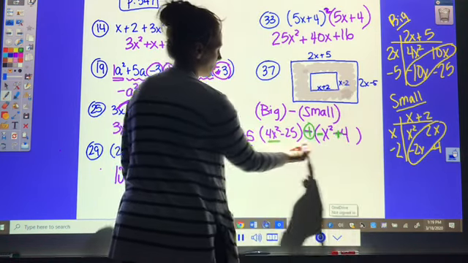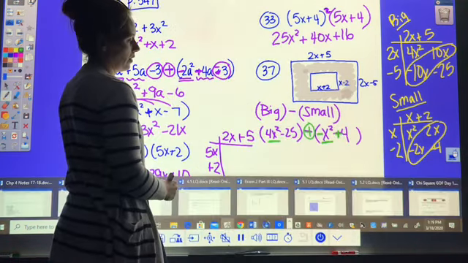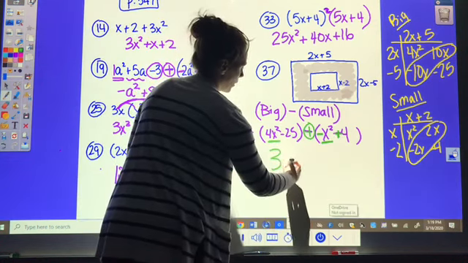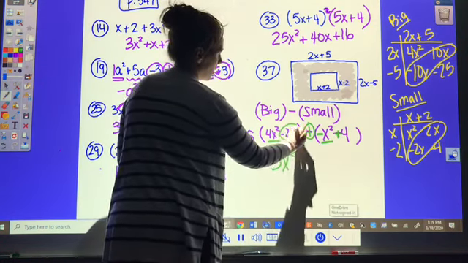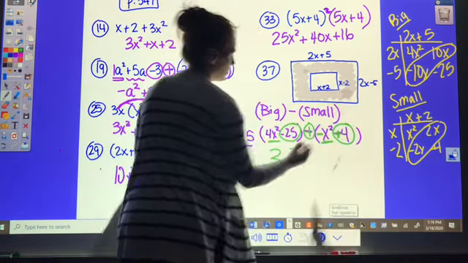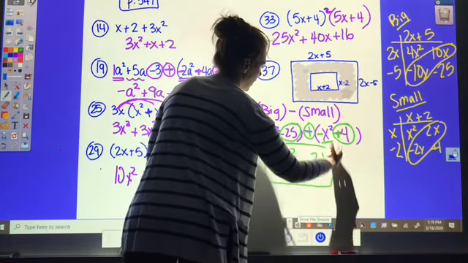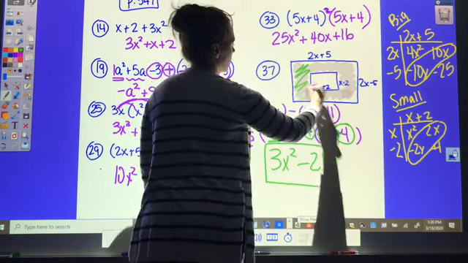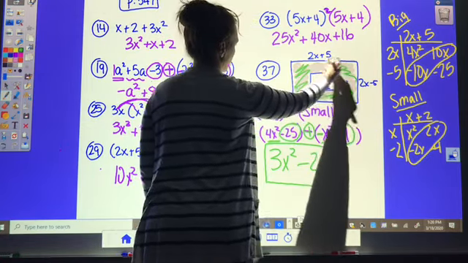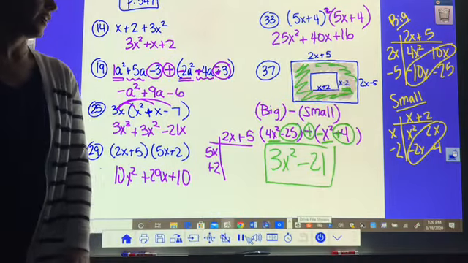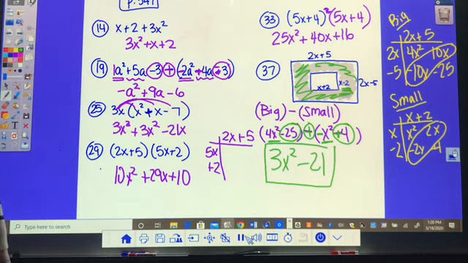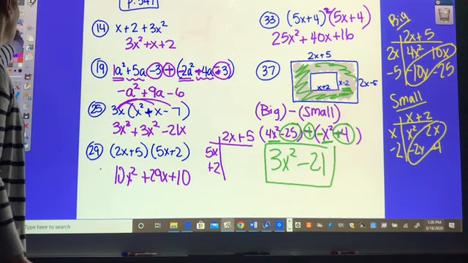Now, what is 4x squared plus negative x squared? 3x squared. And then we have a negative 25 plus positive 4, which is negative 21. So this is the answer to the shaded region. You will see one of those on your test. So make sure you are doing this worksheet, or these book problems, to help you learn and help remember how to do these problems.